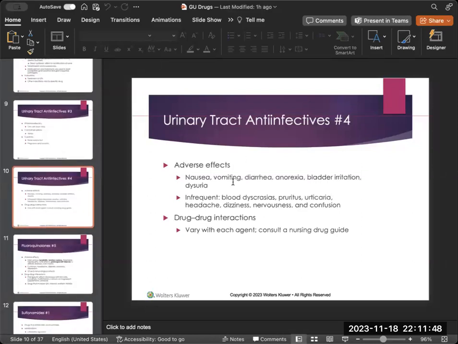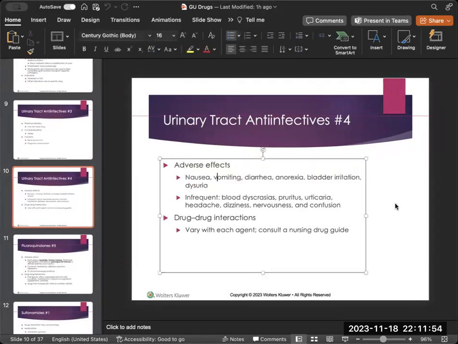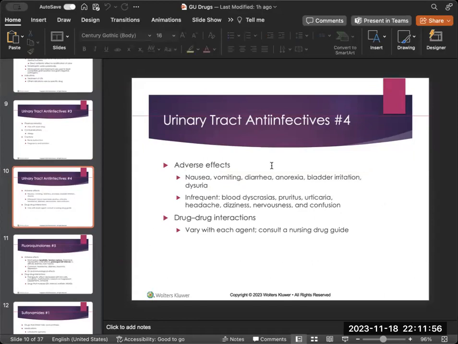Adverse effects: nausea, vomiting, diarrhea, anorexia, bladder irritation, and dysuria, or difficulty urinating, okay? Those are some of the signs and symptoms that we might see in a person taking an antibiotic or an anti-infective agent for a UTI. And each is going to vary with each agent, so you have to talk with your doctor to figure out which ones you're taking and what might cause what, right?